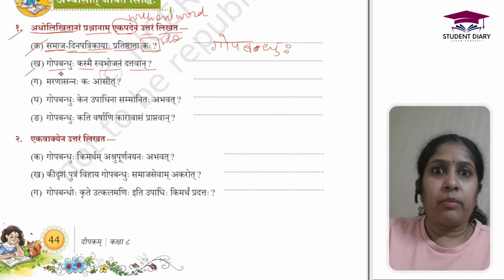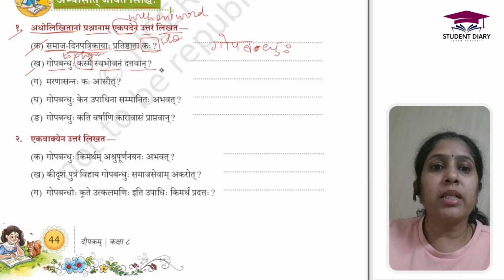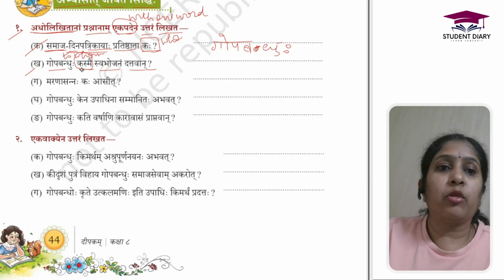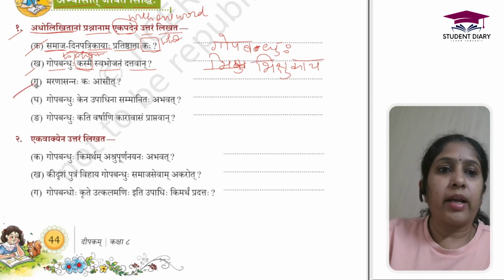Next one. Gopbandhuh kasmai swabhojanam datvan. Gopbandhu is the person about whom we were studying. He was so inspiring, right? Kasmai means to whom, it is Chaturthi Vibhakti. Swabhojanam means his food. Datvan means gave. So to whom did he give his food? To the beggar. The question is in Chaturthi Vibhakti, so your answer should also be in Chaturthi Vibhakti. It is Bhikshu Kaya, right? Chaturthi Vibhakti.